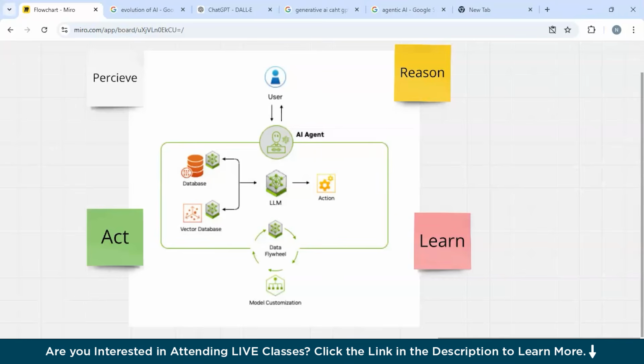The first step is perceiving, where we are gathering and processing information from databases, sensors, and digital environments. The next step is reasoning, where a large language model acts as a decision-making engine and generates solutions. The third step is acting, where it integrates with external tools and software to autonomously execute the given task. And finally, it is learning continuously to improve through a feedback loop, also known as the data flywheel. Now, let us explore each of the steps one by one.